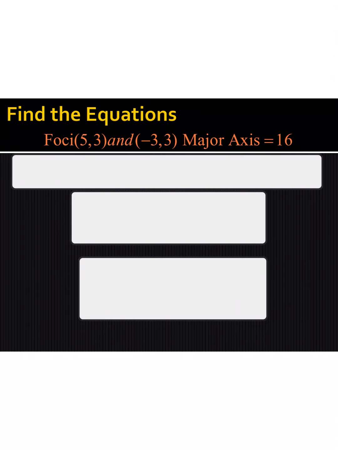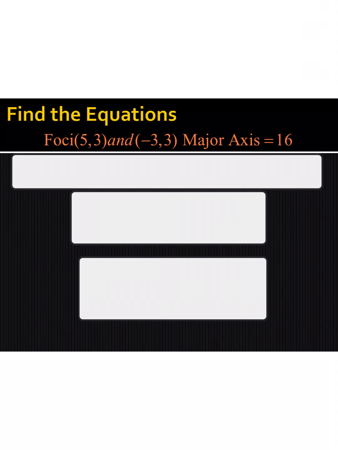In our example here, we're given the foci at (5, 3) and (-3, 3), and then our major axis is 16. Our foci are going to help us identify c, and our major axis is going to help us identify a. Since a is the distance from the endpoint of your major vertices back to your center, it's going to be half of the length of your major axis. So my a value is going to have to be half of 16, which is 8.